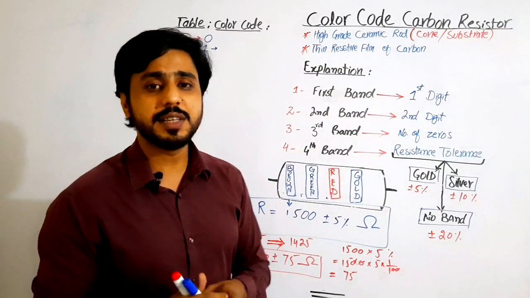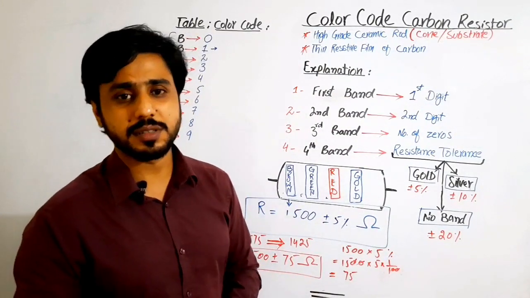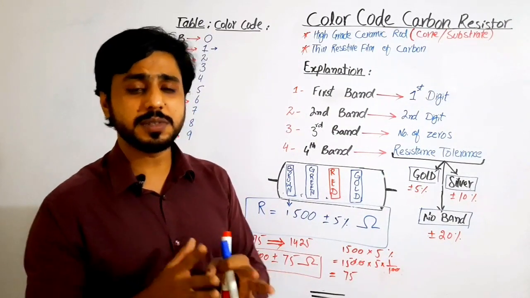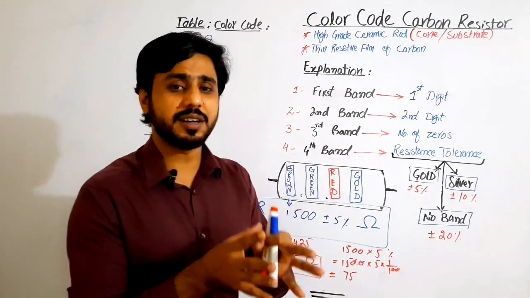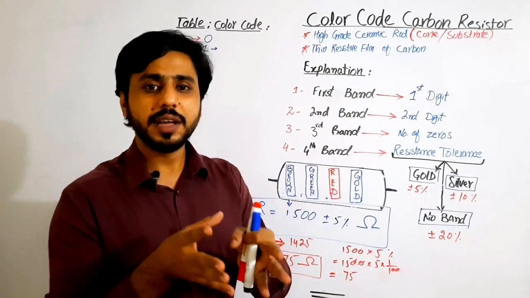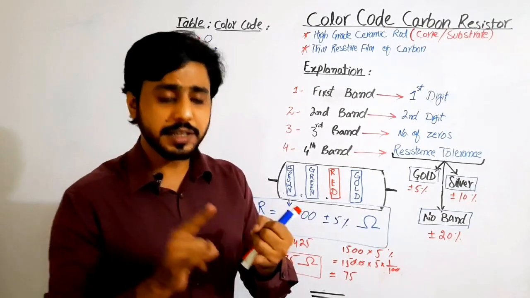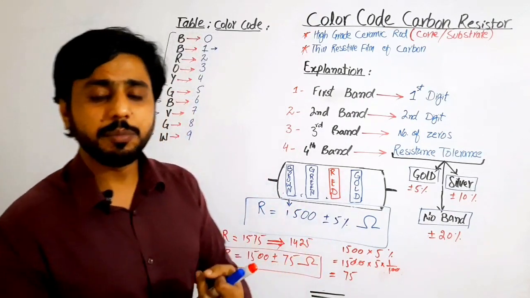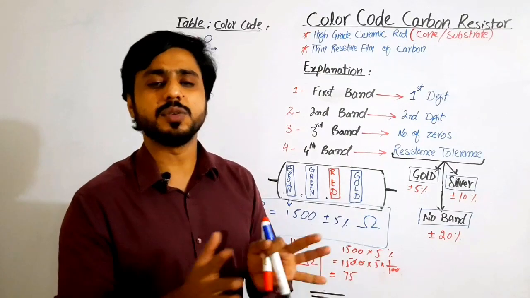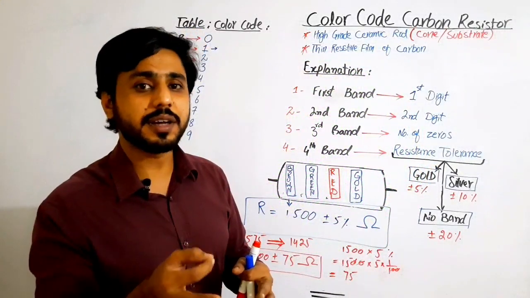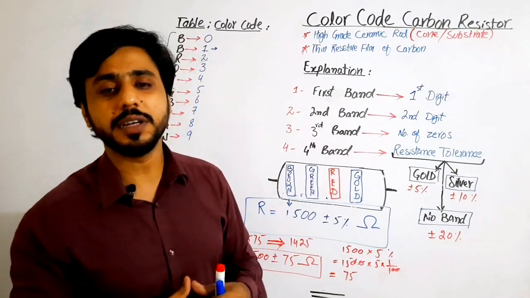Now we will discuss the purpose of this color code carbon resistor. The purpose is that it opposes or controls the current. It is mostly used in many electronic devices, like a charger, fan, and computer. In many devices it is used because it controls the current in particular devices.